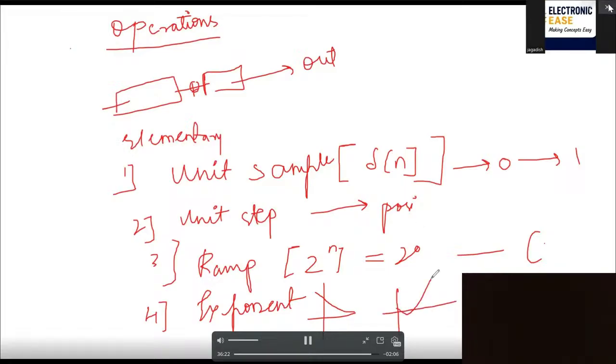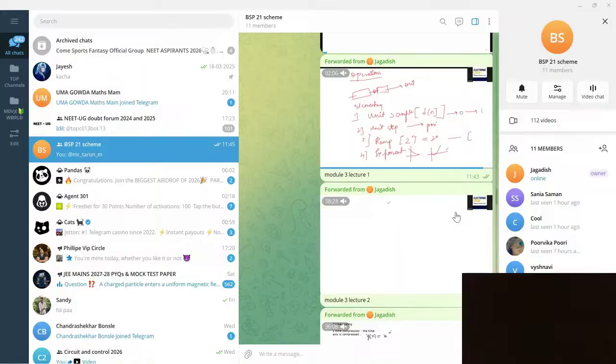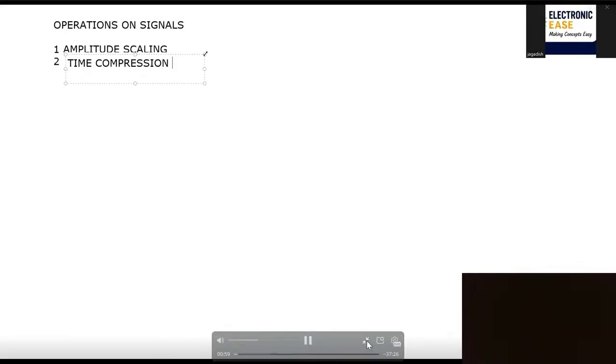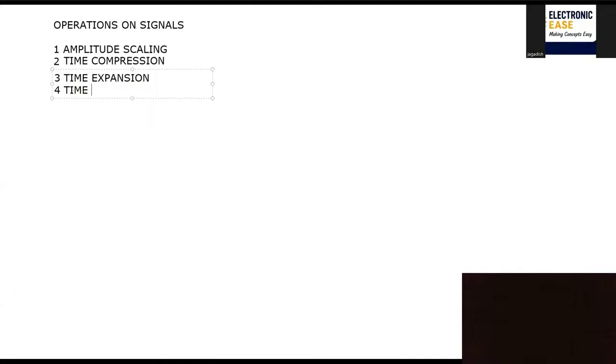For growing it will maybe... Third, time reversal. Fine.